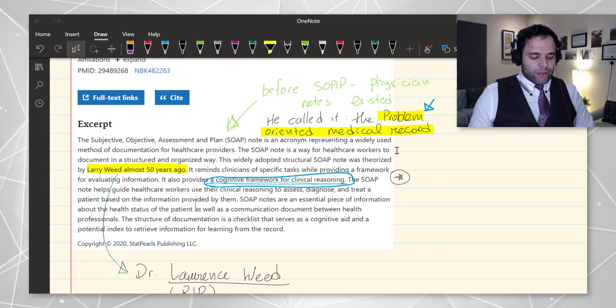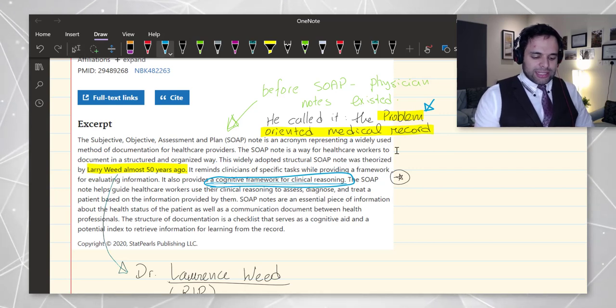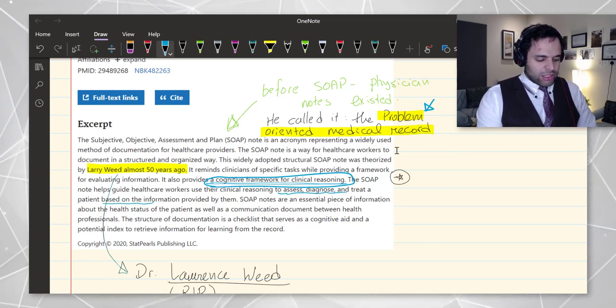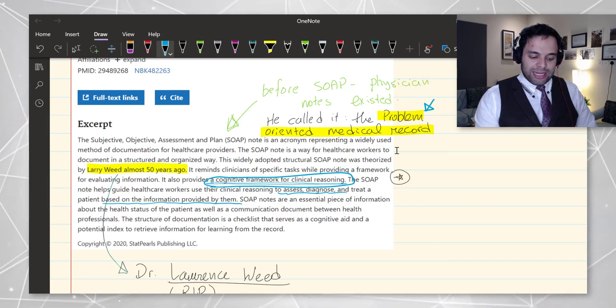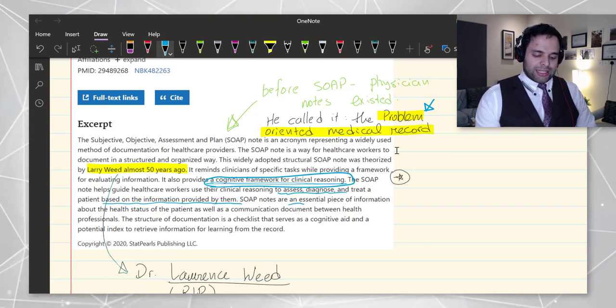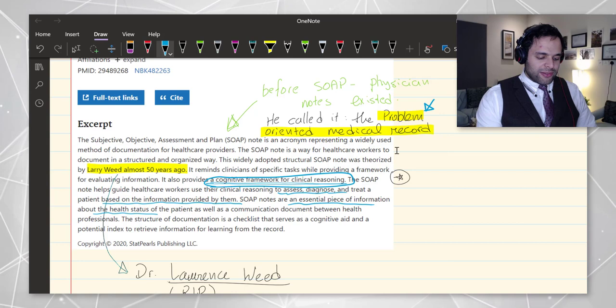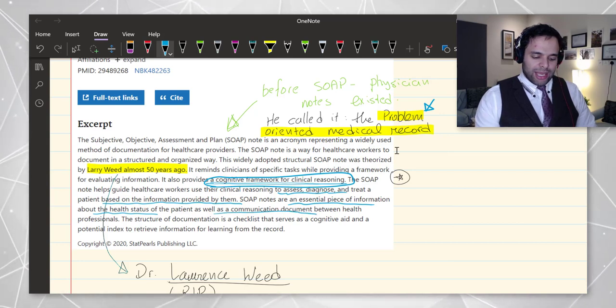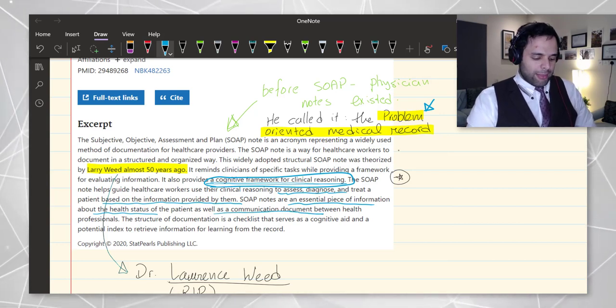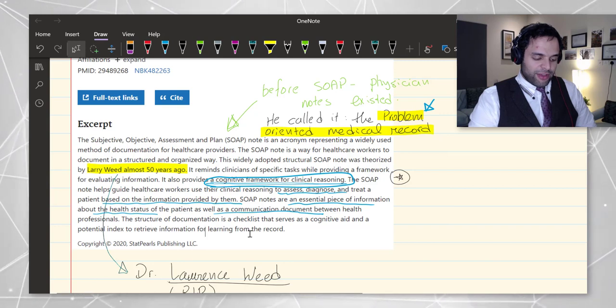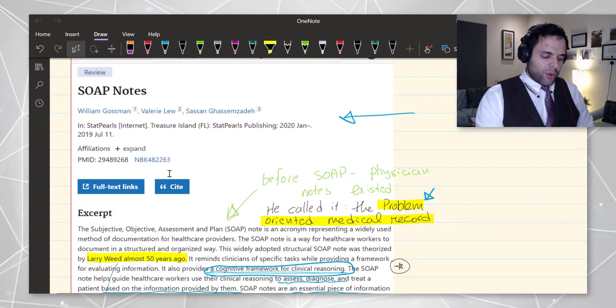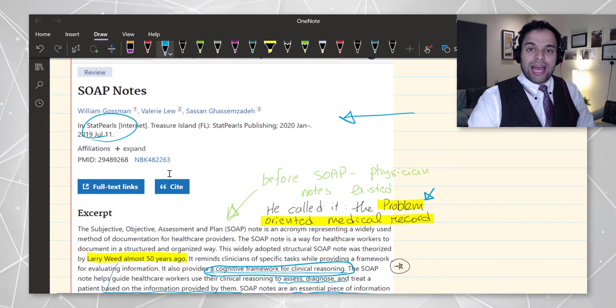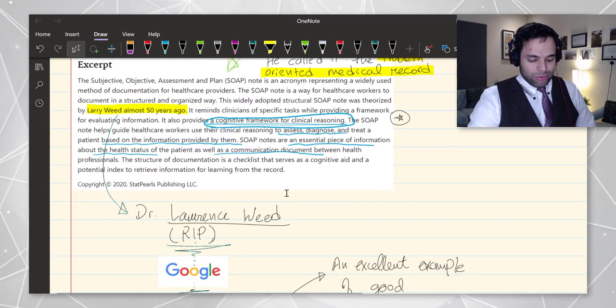So you want to guide the health workers to use their clinical reasoning to assess, diagnose, and treat patients based on the information provided by them. SOAP notes are essential pieces of information about the health status of the patient, as well as a communication document between health professionals. So I advise you to go and read this article from StatPearls. It was a nice read.